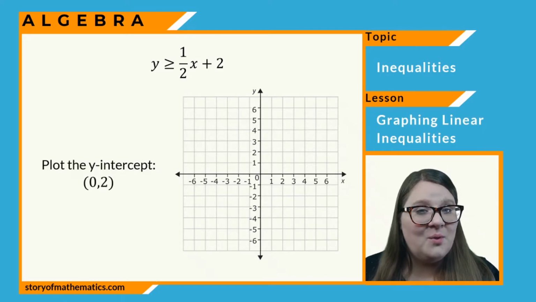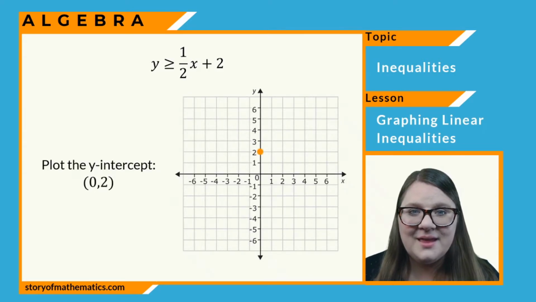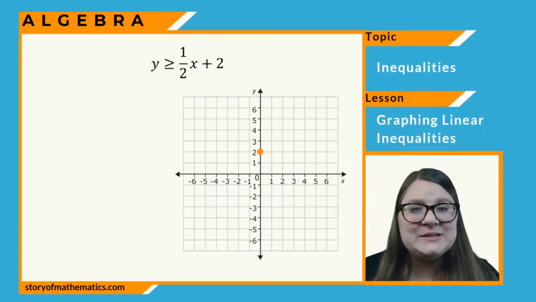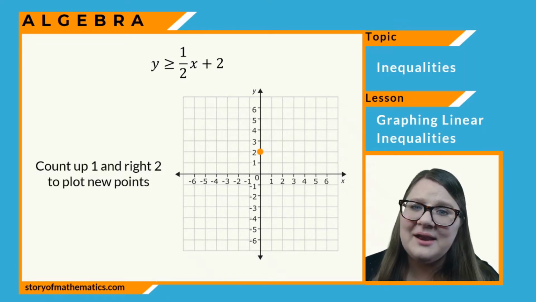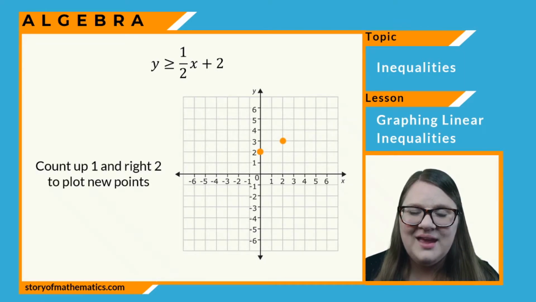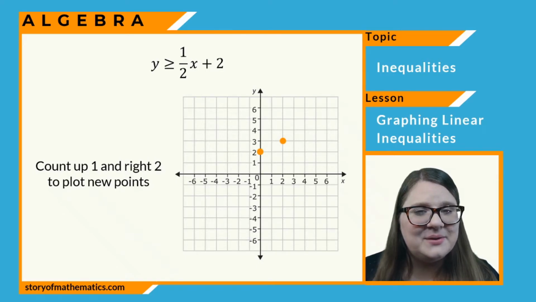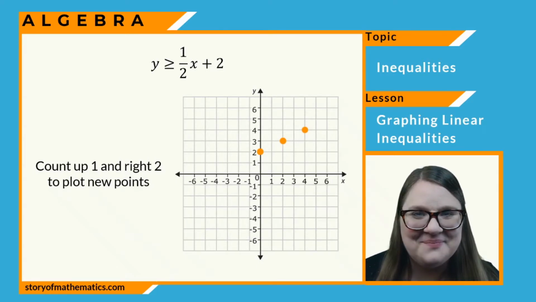Well, I'd start by plotting the y-intercept 0, 2. Then I would use the slope. Since the slope is 1/2, I'm going to count up 1 and right 2 to plot another point. And I really like having 3 points, so I'm going to count up 1 and right 2 again.